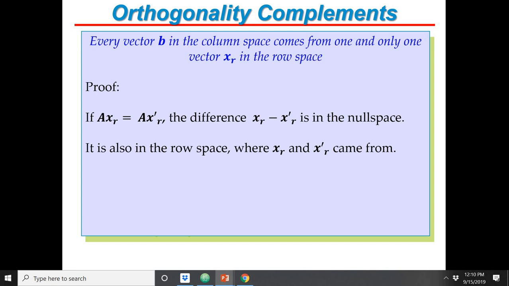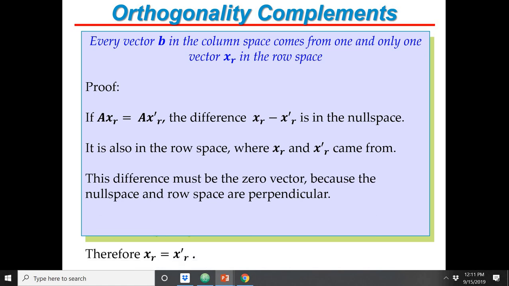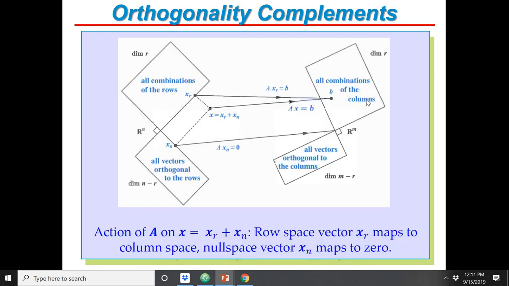So every vector b comes by operating A on a unique element in the row space, and this vector was denoted as xr. Okay, so effectively we have a mapping from the row space to the column space, and that mapping identifies a unique element xr in the row space. This is extremely important, okay? A unique element xr in the row space. So let's see the big picture here.